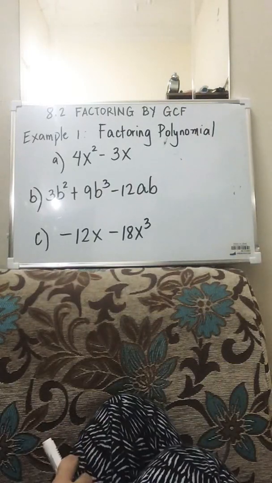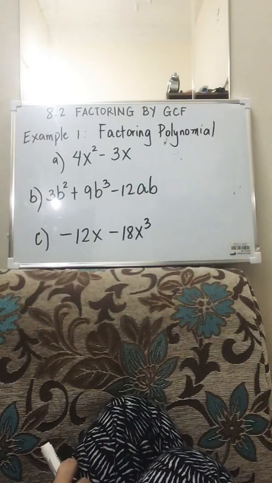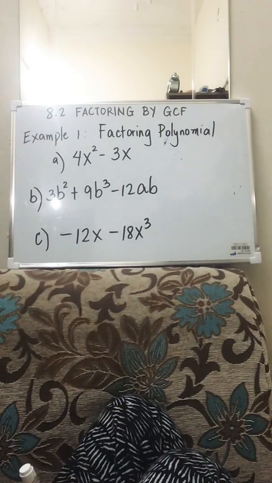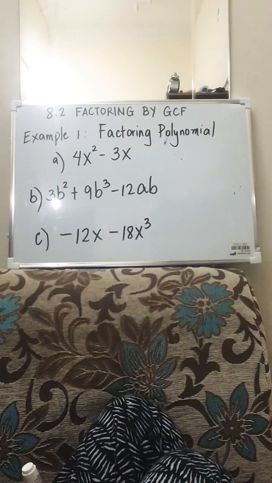Good evening, grade 8. Our lesson for today is about 8.2, factoring by GCF, or greatest common factor. Let's start from the first example. Example 1 is factoring polynomials. Do you still remember how to factor monomials or find the GCF of monomials in 8.1? Okay, so we're going to apply that skill also.